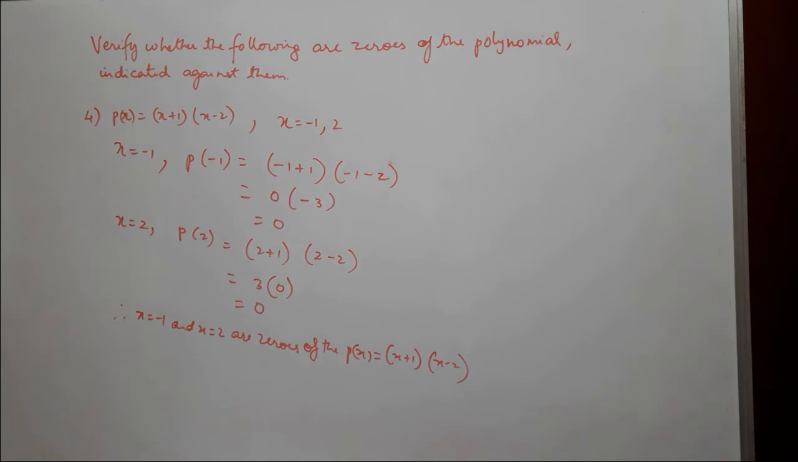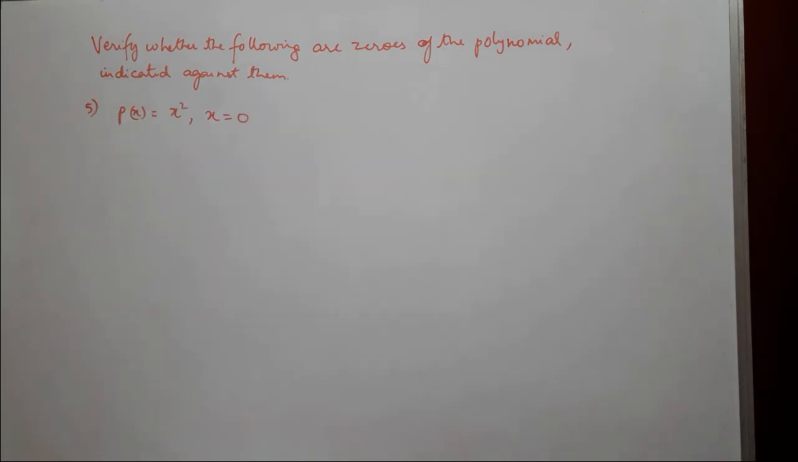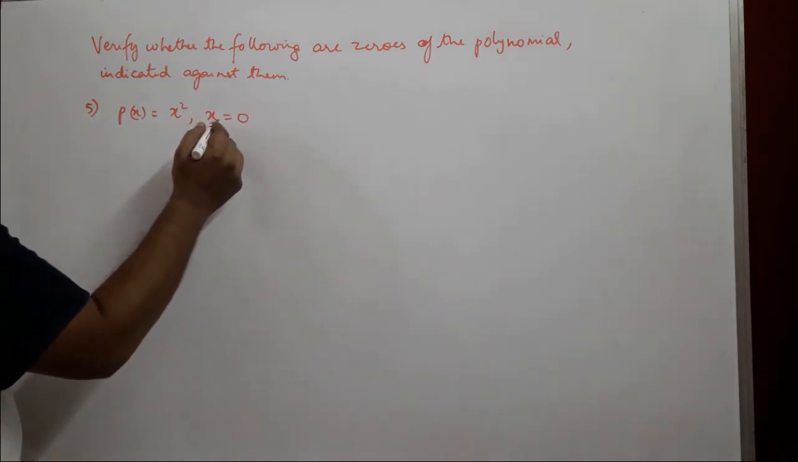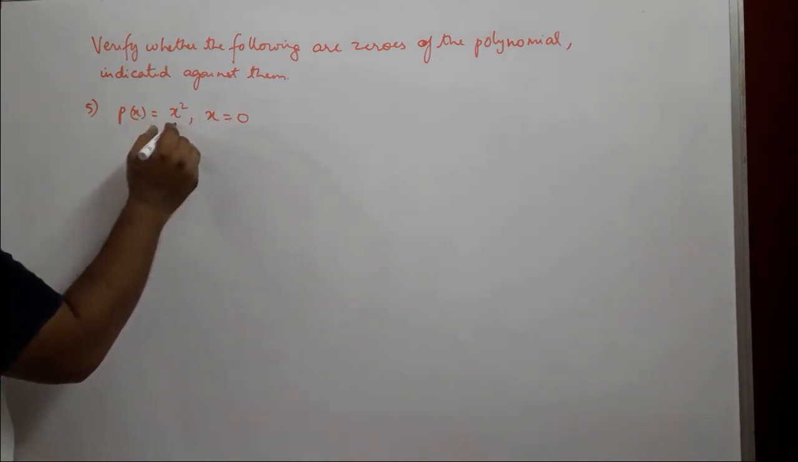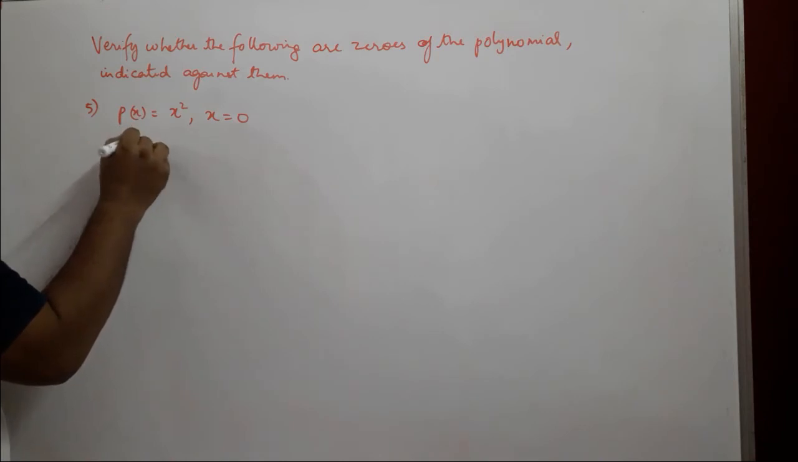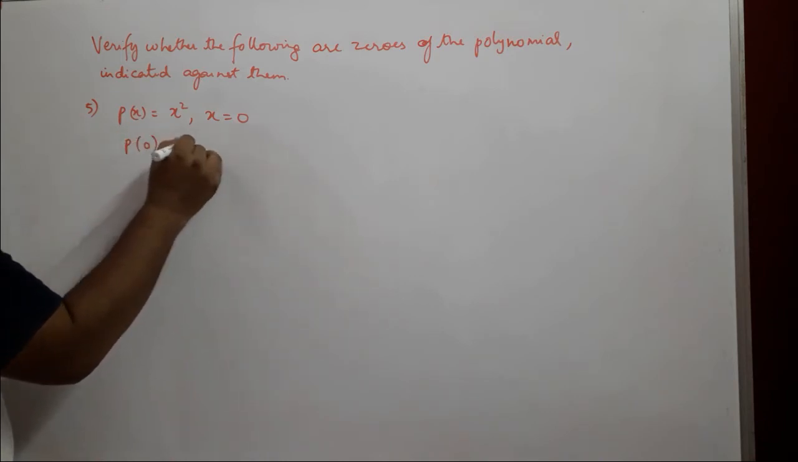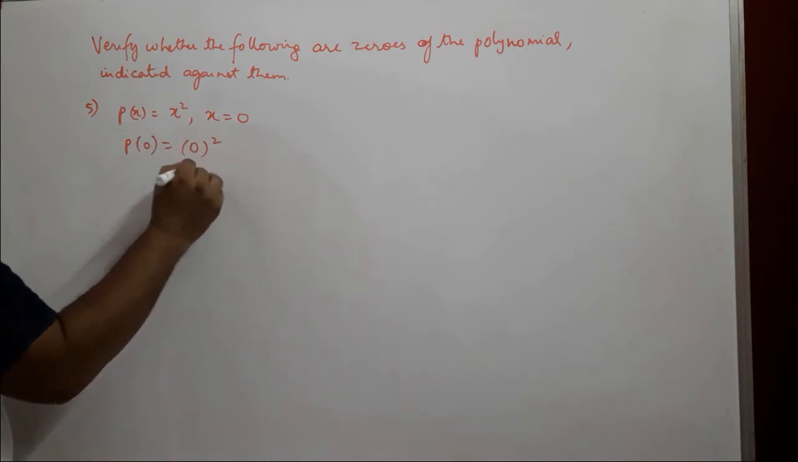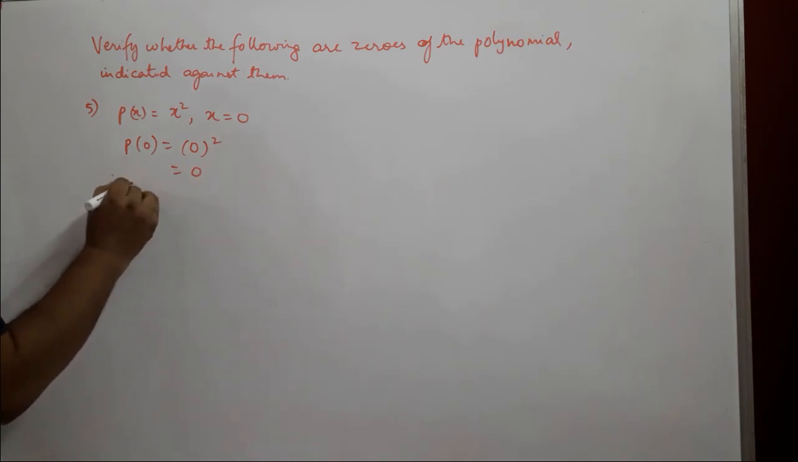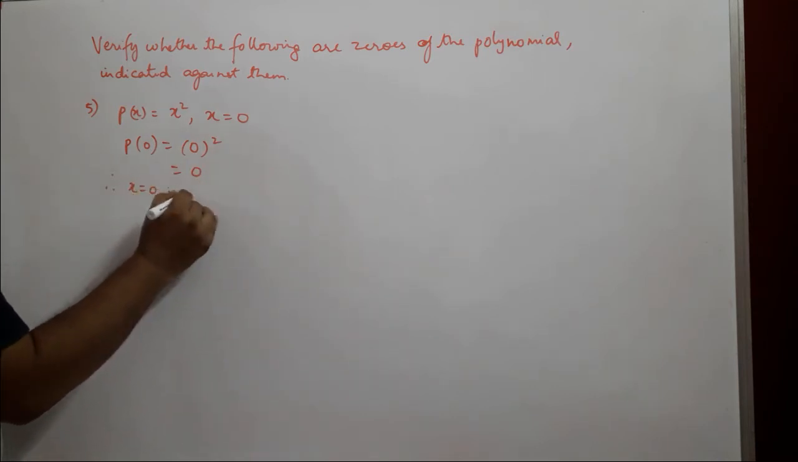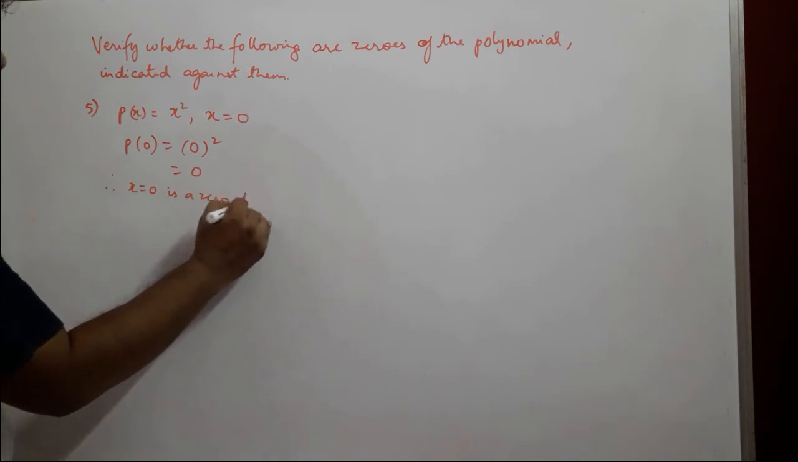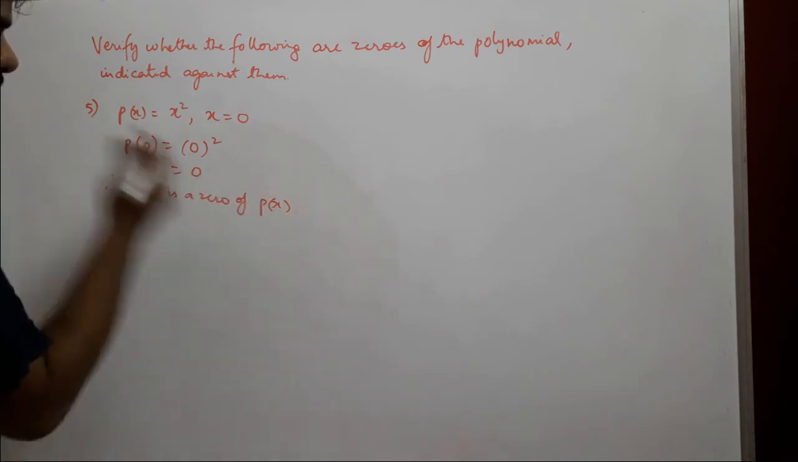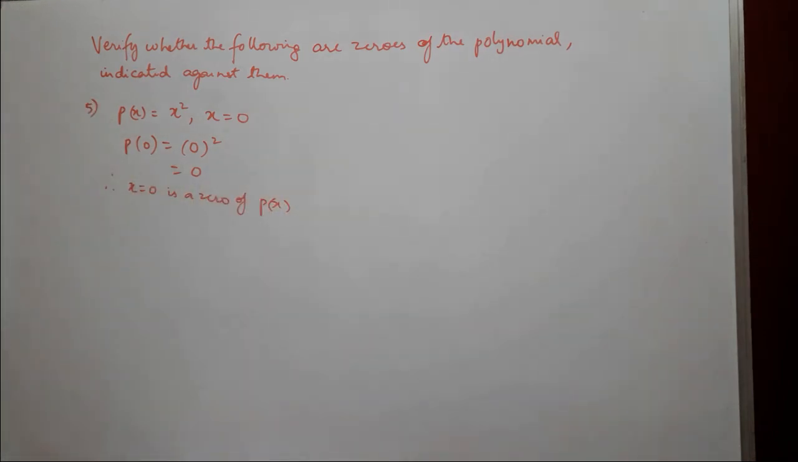Let's solve another problem. Next problem, say p of x equal to x square. We need to find whether at x equal to 0 this polynomial becomes 0. So we'll take p of 0 equal to 0 whole square, that is equal to 0. Therefore you can say x equal to 0 is a 0 of the polynomial.